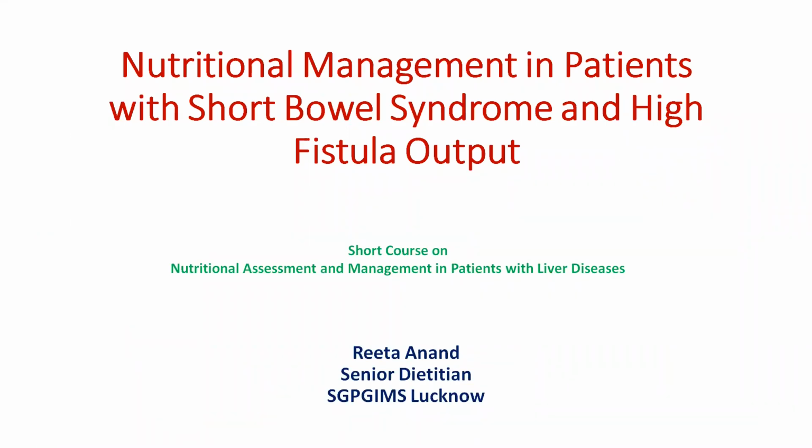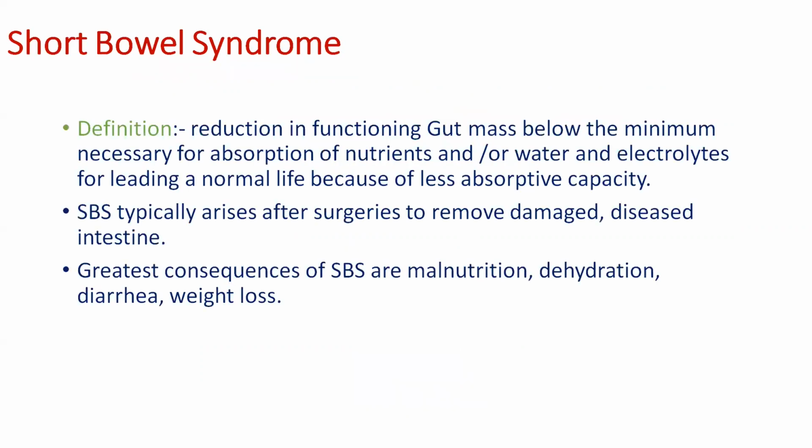Thank you. So there is no thumb rule or specific guidelines for short bowel syndrome or high fistula output. And there are no guidelines on nutrition. So it is all individual and depends on the remaining gut, which is functional and which has the absorptive area. So what is short bowel syndrome? Reduction in functioning gut mass below the minimum necessary for absorption of nutrients and or water and electrolytes for leading a normal life because of less absorptive area.